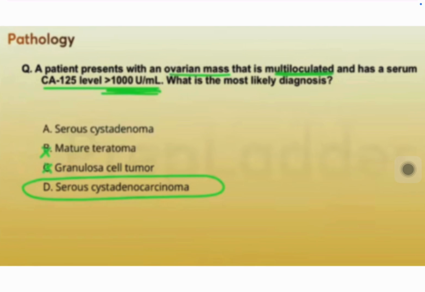A patient presents with an ovarian mass that is multiloculated and has a serum CA 125 levels more than 1000. What is the most likely diagnosis? It is serous cystadenocarcinoma.